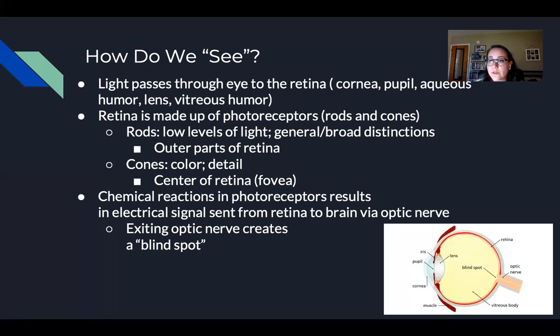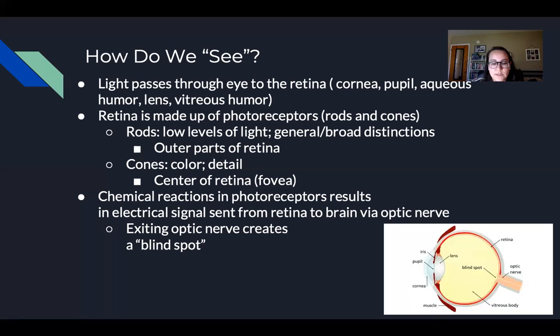Another thing about the lens is you've likely seen diagrams where the images entering our eye are flipped when they hit the retina. The lens is the structure that actually inverts or flips that image. And so the retina is made up of specialized cells called photoreceptors. There are two types. You've probably heard of them: rods and cones.